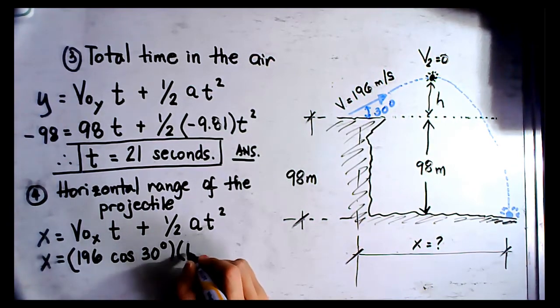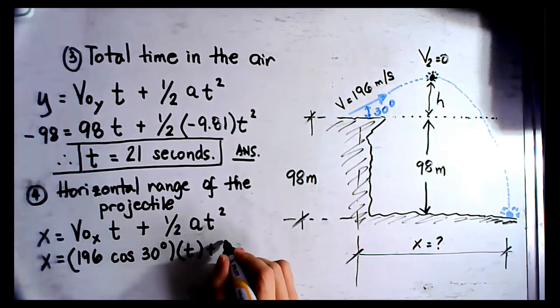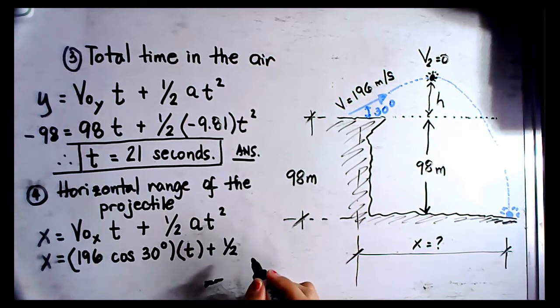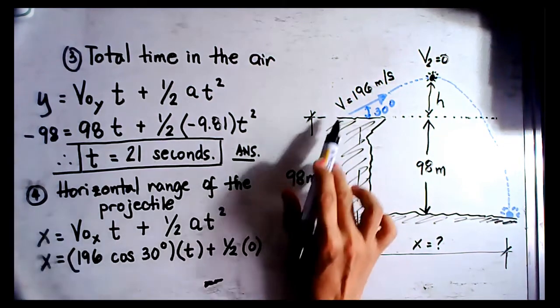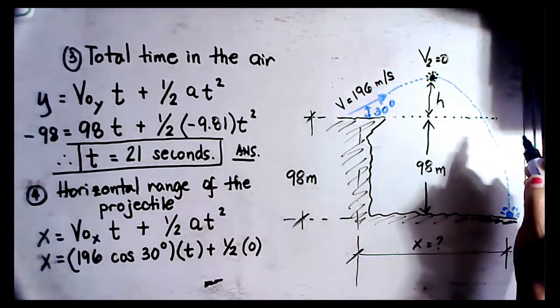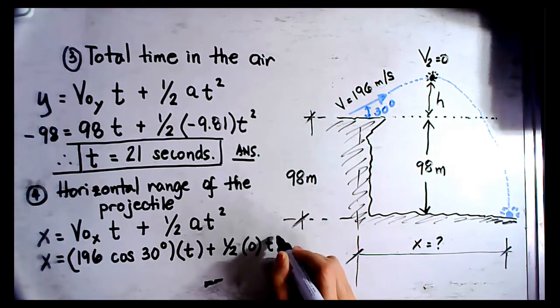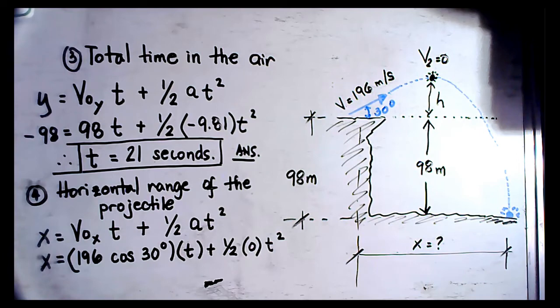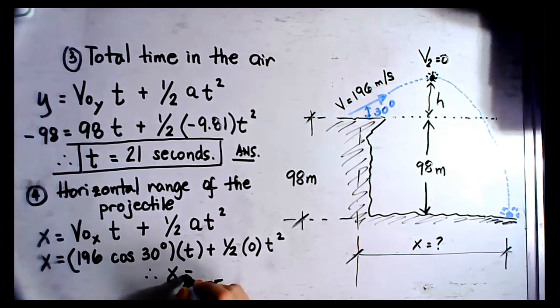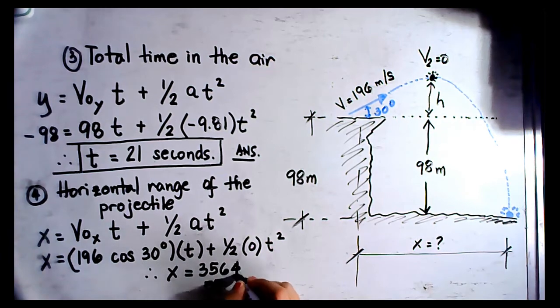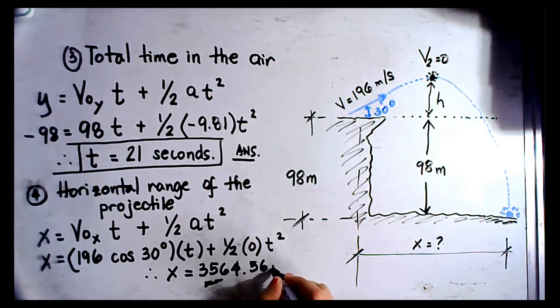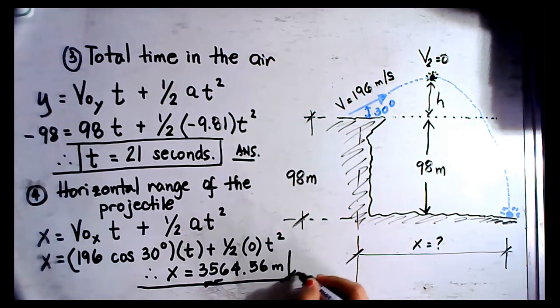And then of course, we don't know yet the time, plus of course you have 1/2. The acceleration initially is 0, horizontally. And then you have the value for the time, which is the one in question. So therefore, we will be able to determine the value for x. And upon calculation, it will give us a value of 3,564.56 meters. So that is the total horizontal range.